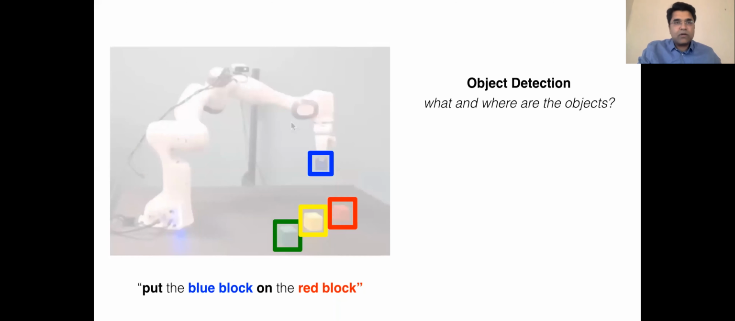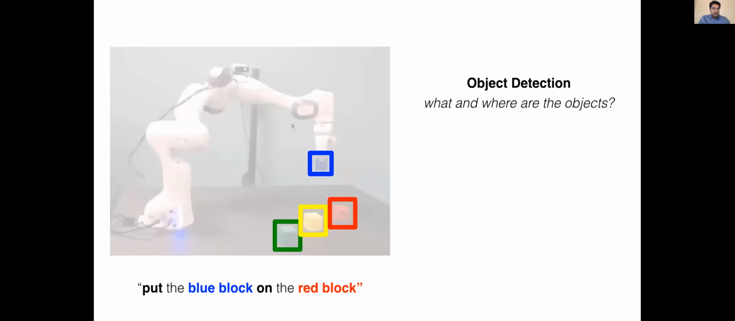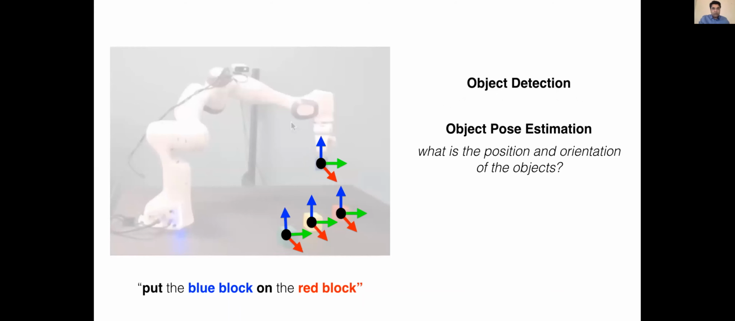If we list what a state estimator might have to do to inform a task and motion planner, the simplest thing one could think about is to find what objects are in the scene and where they are. This would be object detection. The next thing is that the robot has to reach out to these objects in the scene and perform grasping actions. This might involve knowing the location of the object in terms of position and orientation, which is the object pose estimation problem.